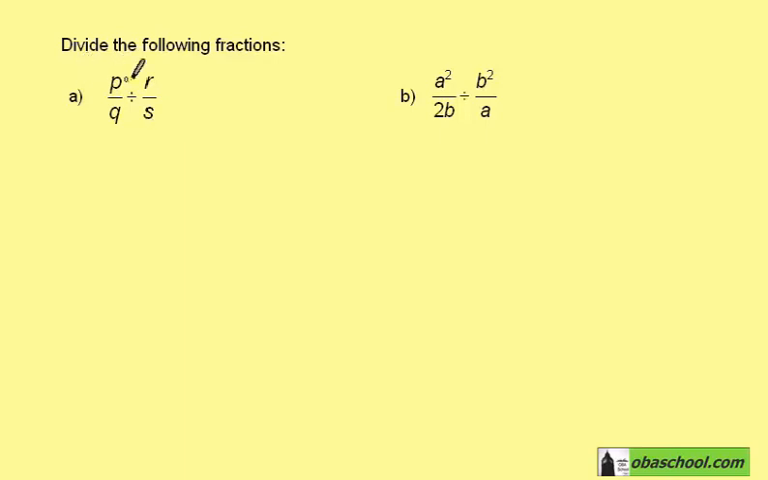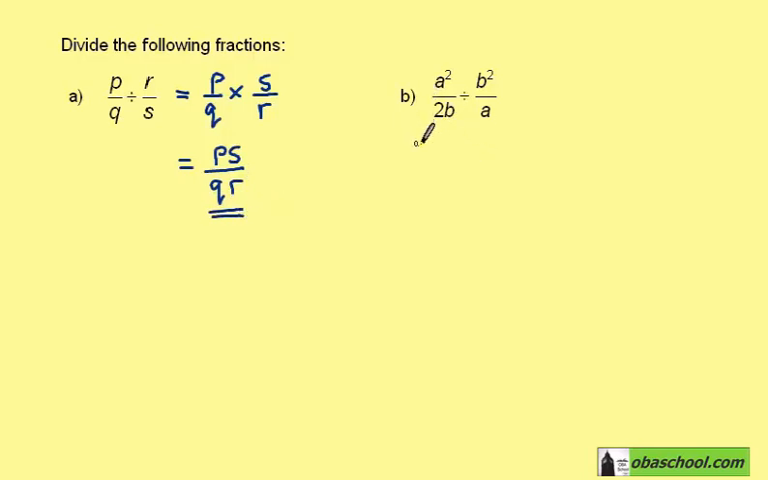We want to divide the following fractions. We have P over Q divided by R over S. When dividing fractions, we write the first fraction down, change the divide to a multiply, and turn the second fraction upside down. We then have P times S, which is PS, over Q times R, which is QR.